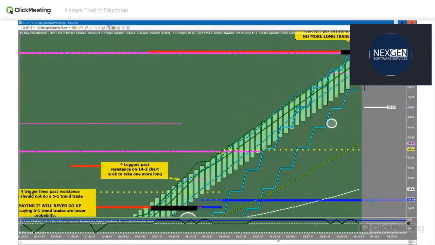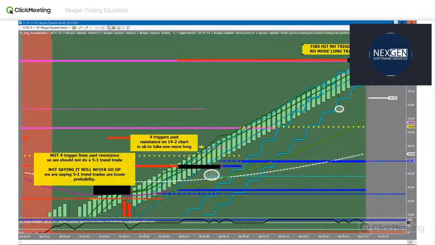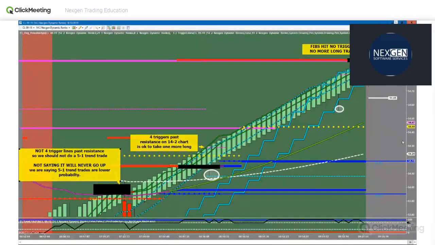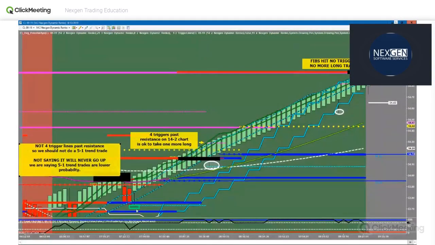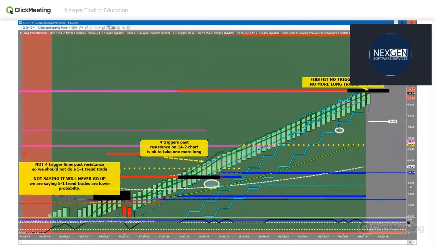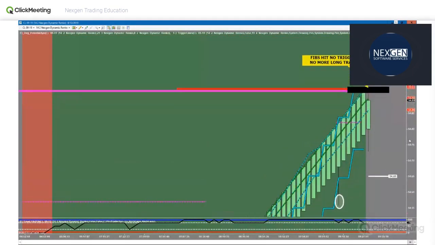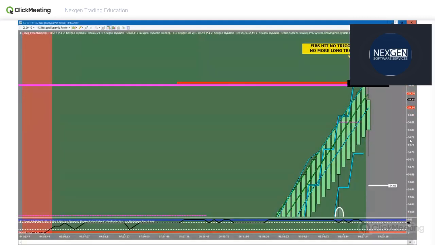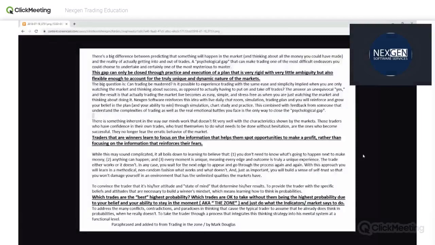Look, so when you scroll back, you're like, okay, 4 triggers weren't passed, but we still went up from fibs. And then 4 triggers were passed, so we can do a 5-1 trend trade. We're on our way up to the area, so we can do another 5-1 trend trade. And now that we've reached the area, we need to see something very definitive, which is 4 triggers beyond the fib. Now, this is where the flexibility but the rigid rules come into play.